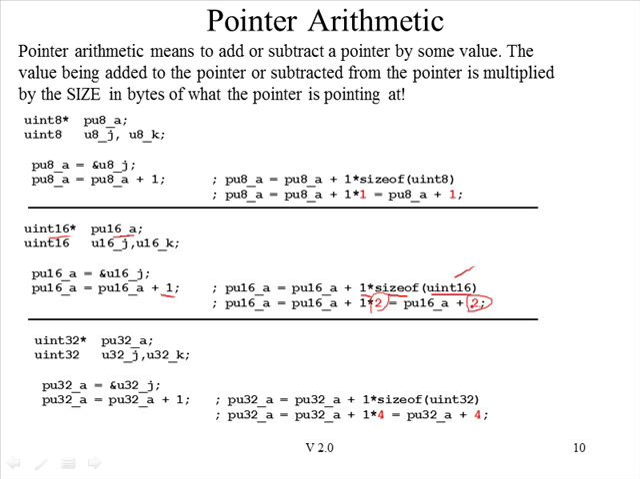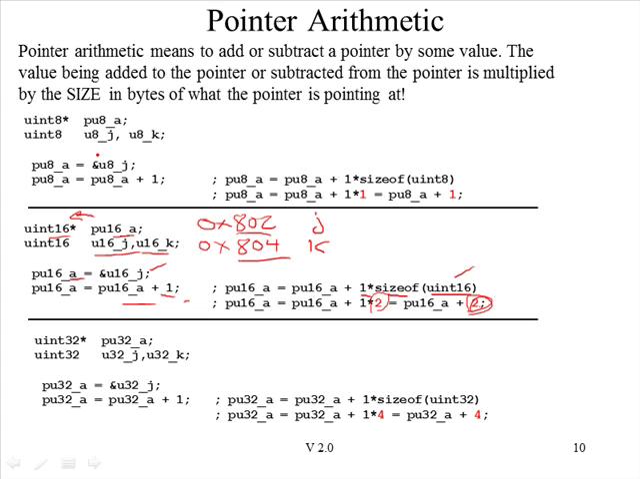Why is this happening? What's going on here? Well, let's assume that U16 J was sitting at memory location 802, and let's assume that K was sitting at memory location 804. When we have pointer A pointing at J, that means that pointer A is going to have the value 802. When we increment this pointer by 1, it's pointing to a 16-bit data type. We want it to point at the next 16-bit variable. Well, where's the next 16-bit variable? It's 2 byte locations away. It's sitting at 804. So we need to increment it by 2.